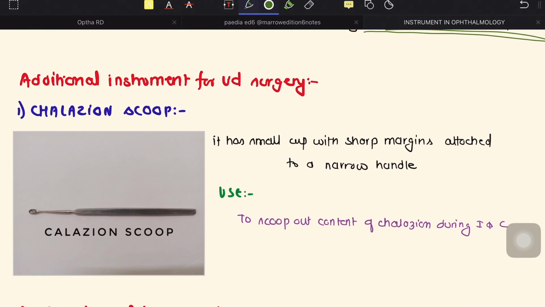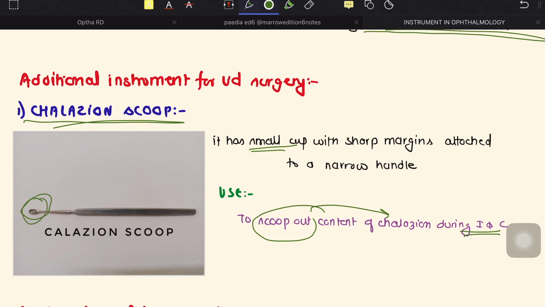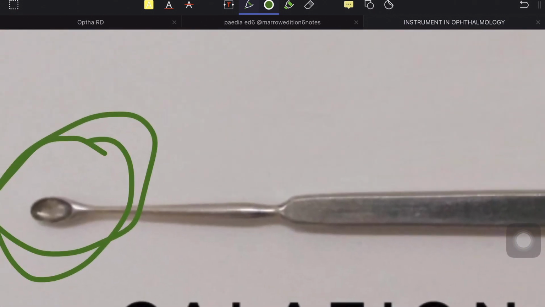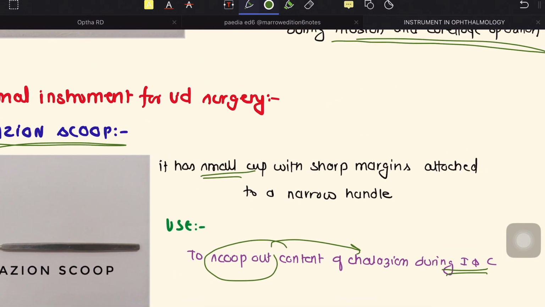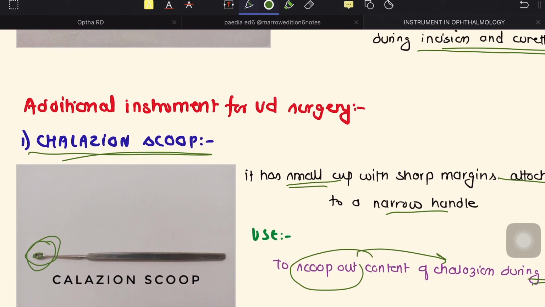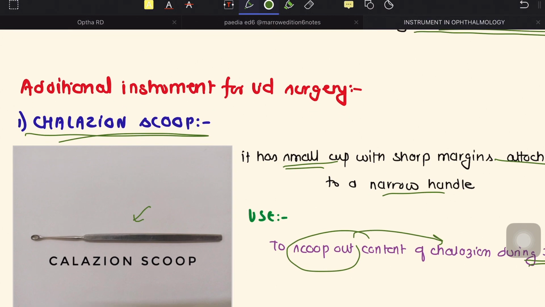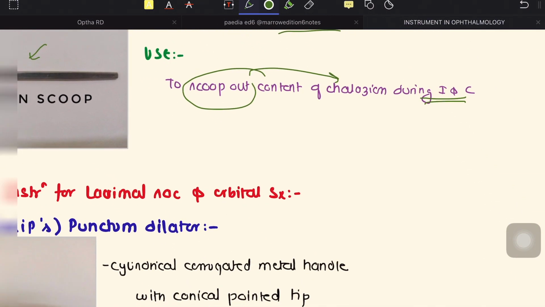The additional instrument that we use during lid surgery is the Collagen scoop. It is used during incision and curettage to scoop out the content of Collagen. As we can see, it has a small cup with a sharp margin. The margin of the cup is very sharp, and it is attached to a narrow handle which eventually terminates into a very small cup. So this is the Collagen scoop, and it is used to scoop out the content of Collagen during incision and curettage.